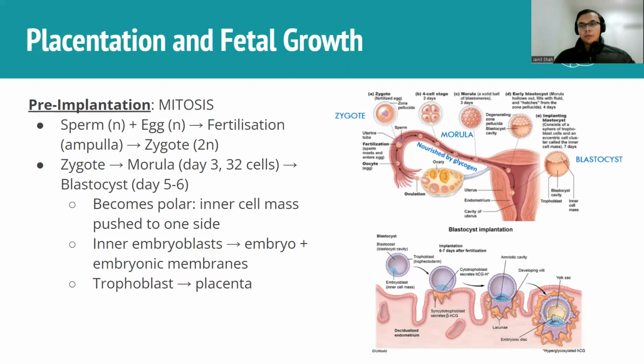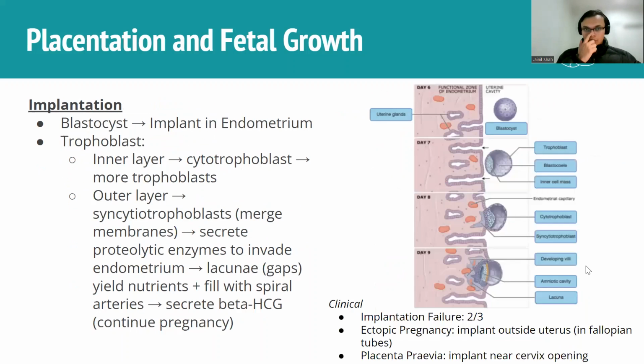The inner embryoblast cells, the inner cell mass, are going to go ahead and become the embryo and the embryonic membranes. Whereas the trophoblast cells that line the blastocyst are going to go ahead and form the placenta. Some important things to keep in mind at this stage. Next, we're going to move onto the actual implantation process where this blastocyst implants in the uterine wall.